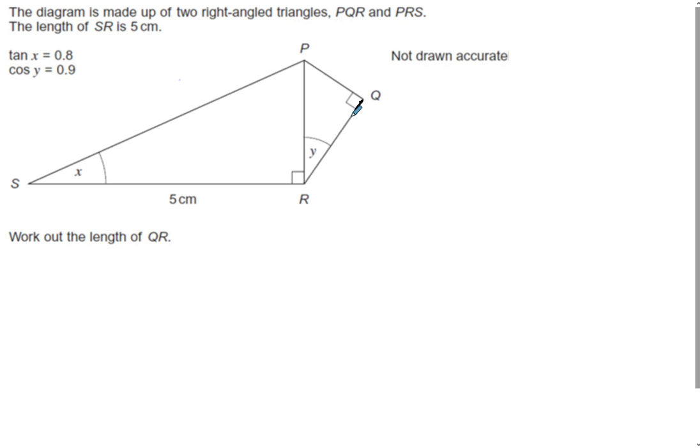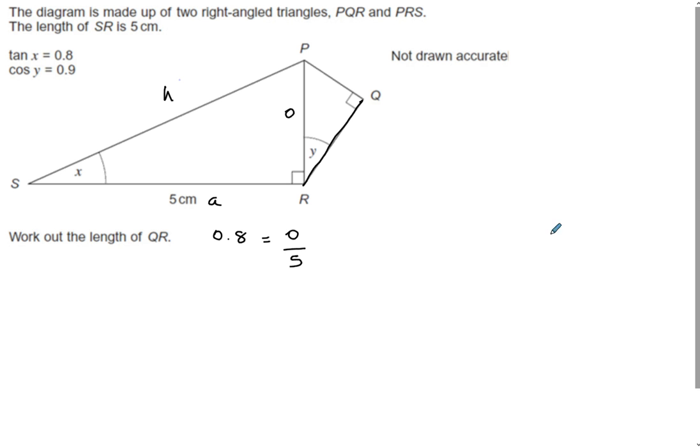Okay, so again, as I said, if you get two triangles and they ask you to find that length, chances are you've got to start with this triangle first, and they're saying tan x is 0.8. So let's label our triangle. So that's your H, that's your O, and that's your A. So tan would be O over A. So tan x is 0.8 equals O over 5.